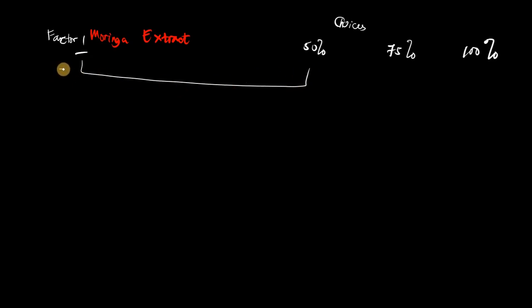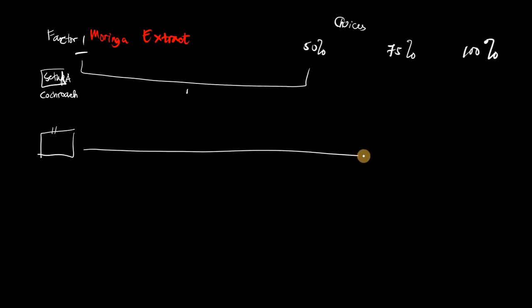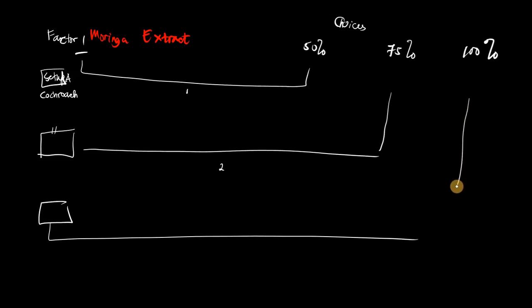Like, for example, asa ba ito ibutang ang extract sa imong one setup nga mga cockroach. So this is experiment 1, and then you can have another, the same setup, but this time 75%, and then have another setup. This time it's 100% extract. So 3 experiments. 1 factor, 3 choices.